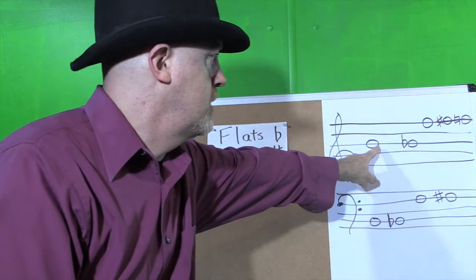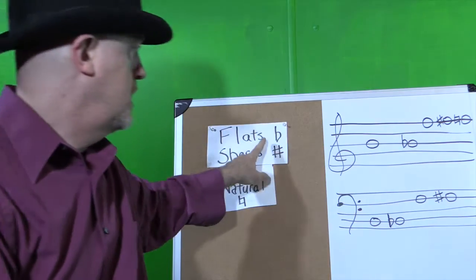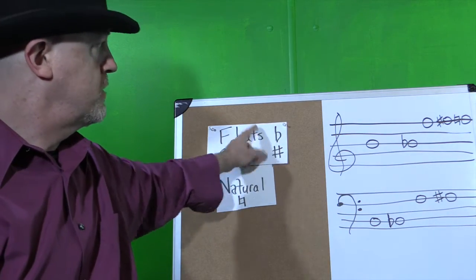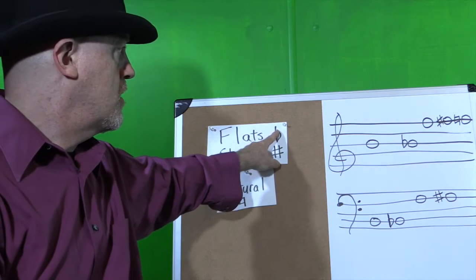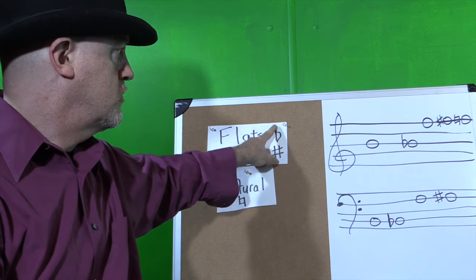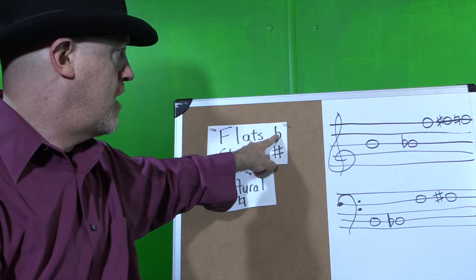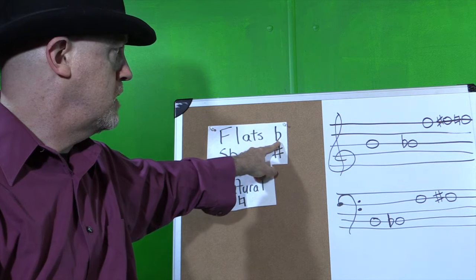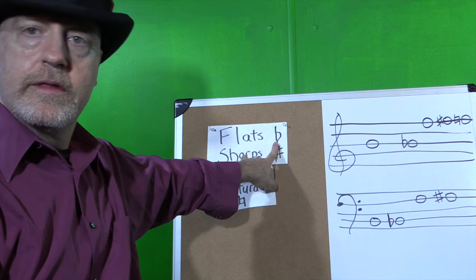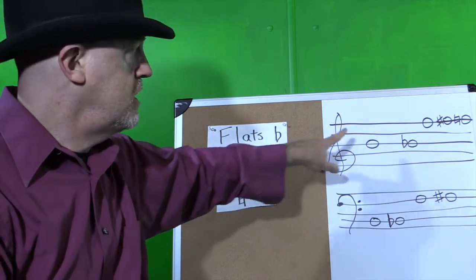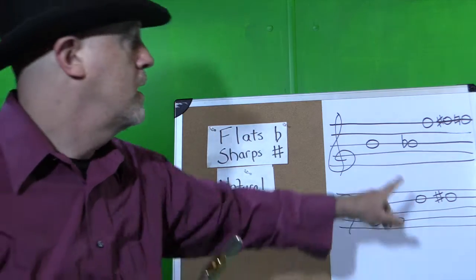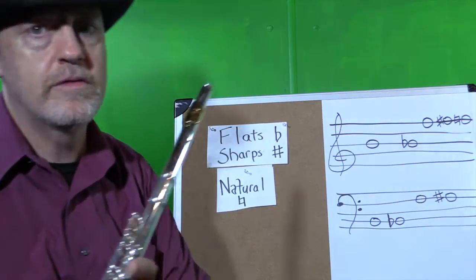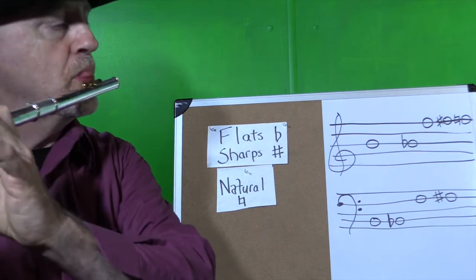But now, if I look at this note right here, it has a flat sign. Now the flat sign looks like, I always think of it as kind of a heart or a teardrop that's kind of cut in half with a line going up from it. Okay? This is a flat sign. Now when you see that flat sign, on a flute, you know you have to play a B flat. So here's a B flat.